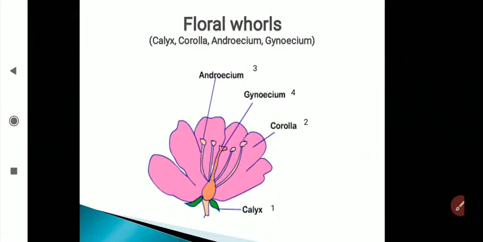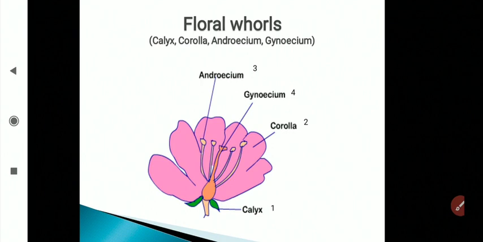In this video, we are going to discuss floral whorls. These are the parts of flowers. We have already discussed that there are 4 different floral whorls in a flower. First one is calyx, second one is corolla, third one is androecium, and fourth one is gynoecium, which is represented here in a diagrammatic representation.